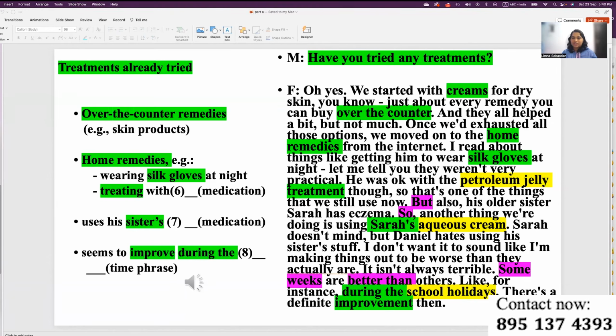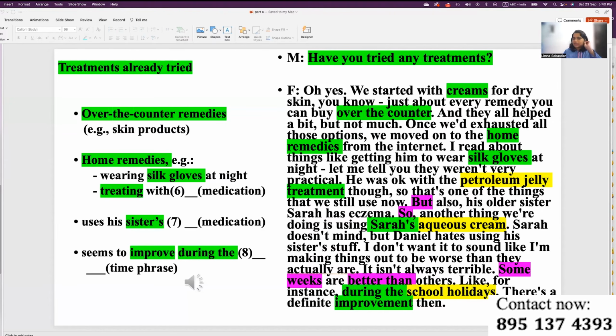Then again she says they were not practical. He was okay with the petroleum jelly treatment, though, so that's one of the things that we still use now. So the next treatment is our answer: petroleum jelly. Yes, treating with petroleum jelly. We predicted that it would be some medication or maybe an ointment. It's correct, it's petroleum jelly.